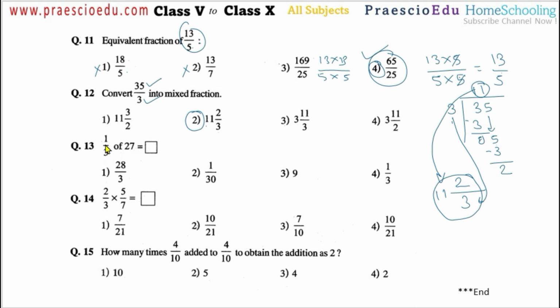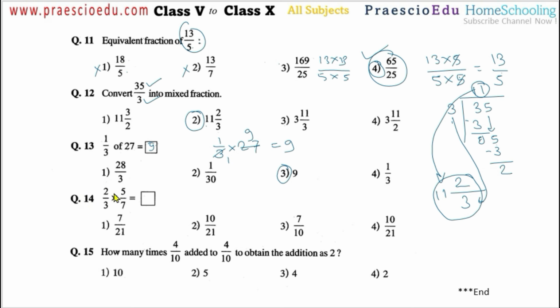Now question number 13, 1 by 3 of 27, means 1 upon 3 multiplied by 27 is equal to how much? In a box we have to find that answer. So 3 ones are 3 and 3 nines are 27, so the answer is 9. In the box 9 should be there, so 9 is given in option number 3.